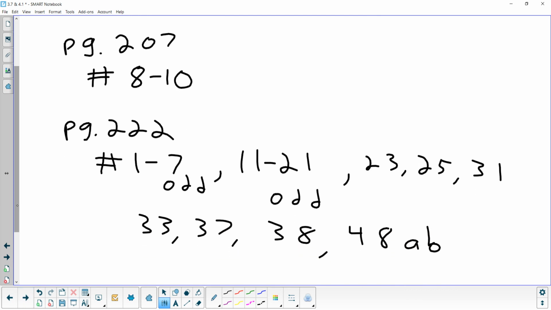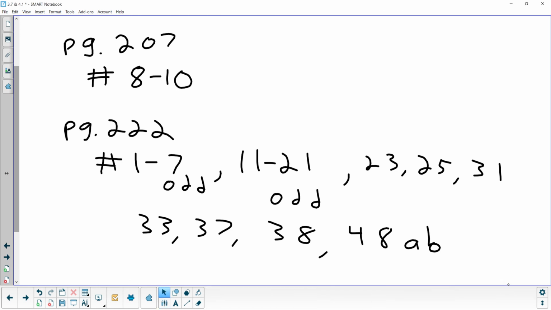So the first part of the homework is on 207, that's graphing. And the second part is 222. When you get to the mixture one on 222, if you get stuck on it, don't worry too much about it. But I think the mixture one is number 48. We'll take a look at that together.